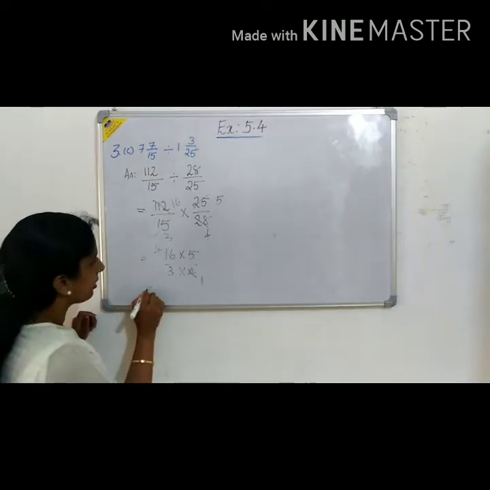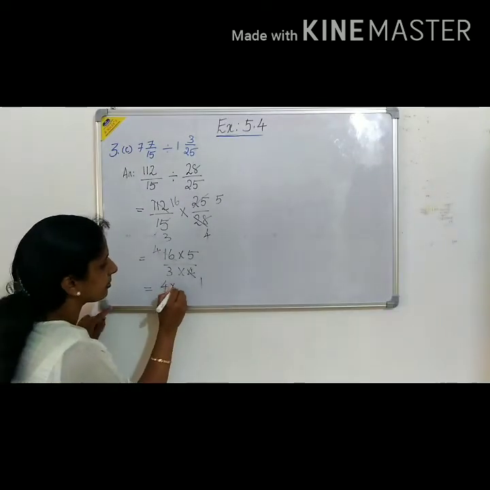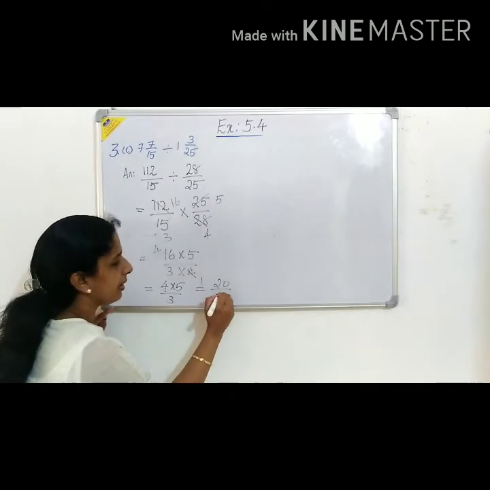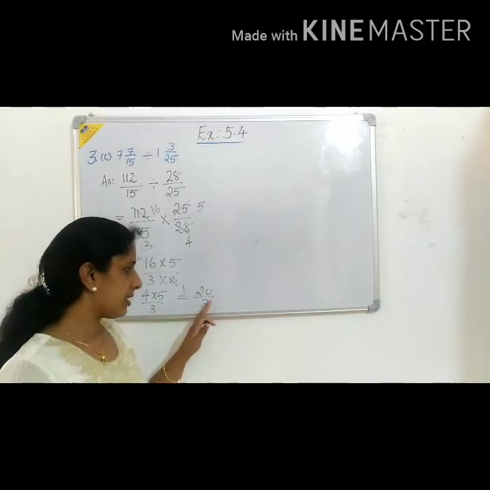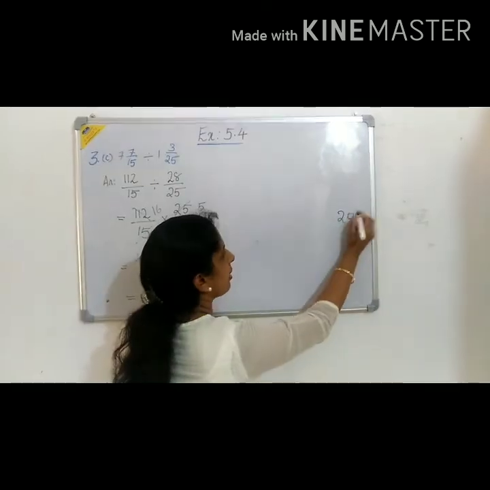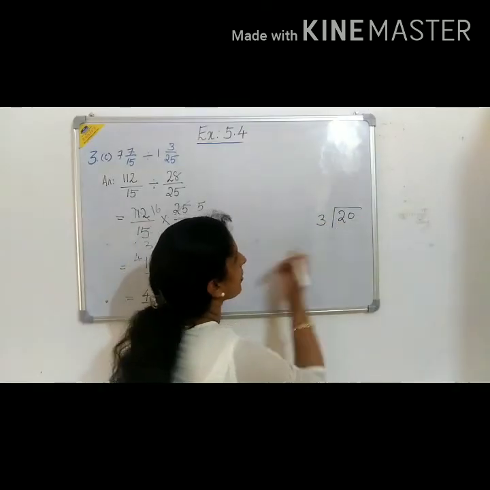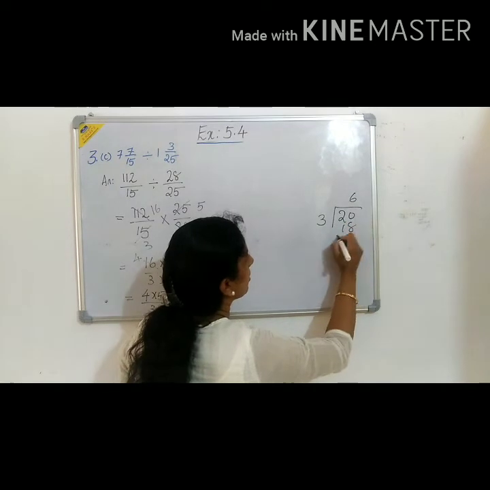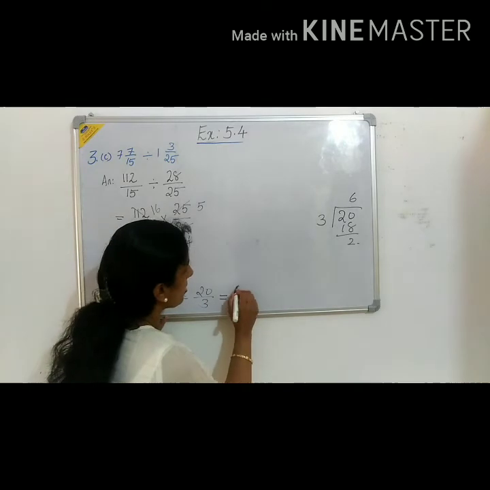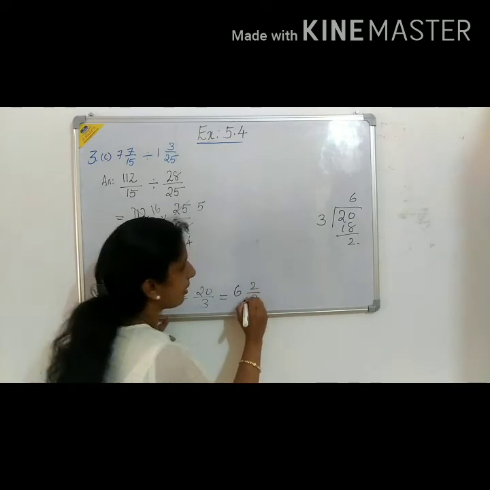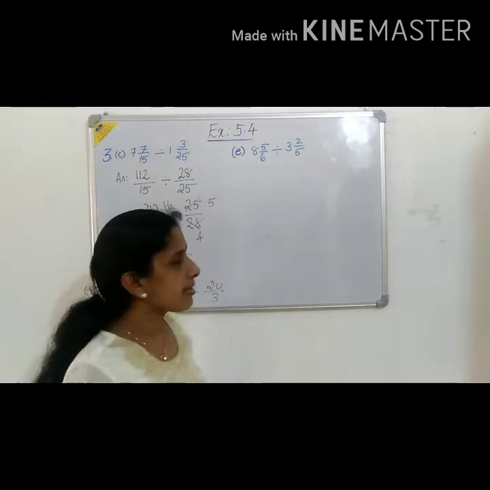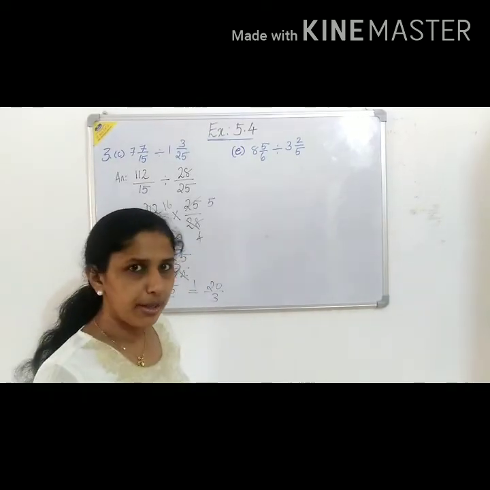Now what is left? 4 into 5 by 3 and that is equal to 20 by 3. This 20 by 3 we can write it as 20 divided by 3. 6 3s are 18, 2. So this is equal to 6 2/3. Next question is question number E. 8 5/6 divided by 3 2/5.